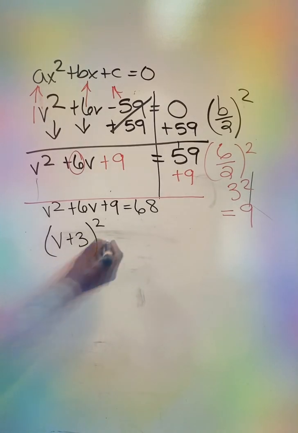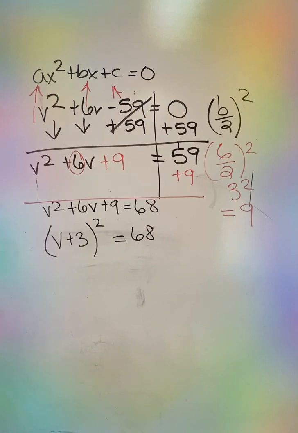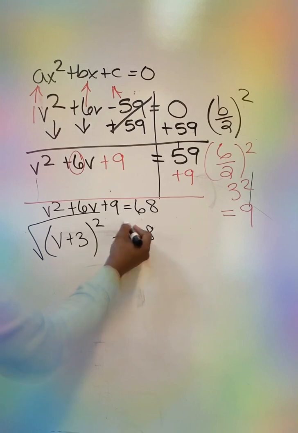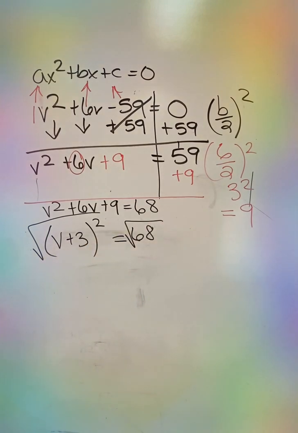All right, so now we're going to make this equal to the right side, which is 68. Now remember, in order to get rid of this squared symbol, we're going to have to do the square root. So the inverse of squaring a number is the square root, okay?